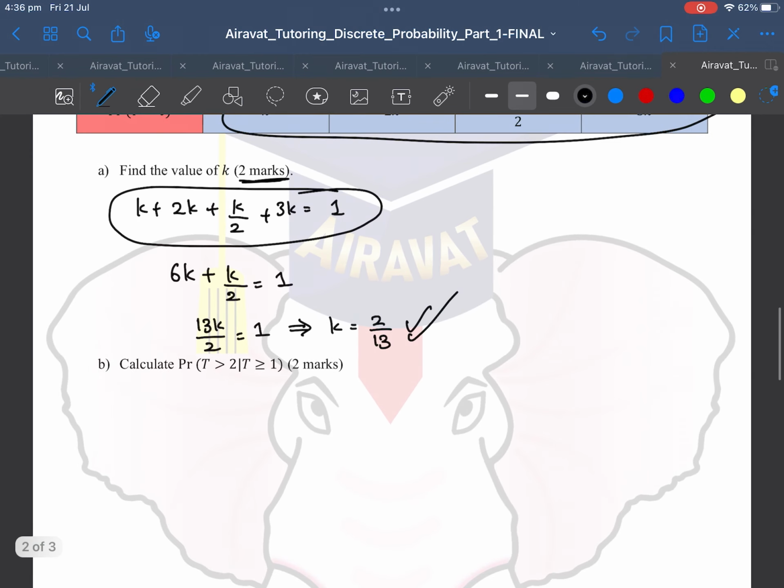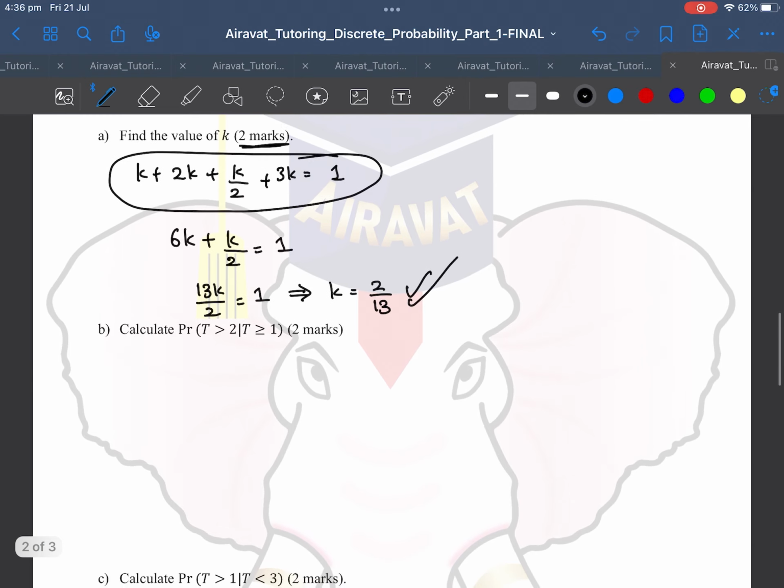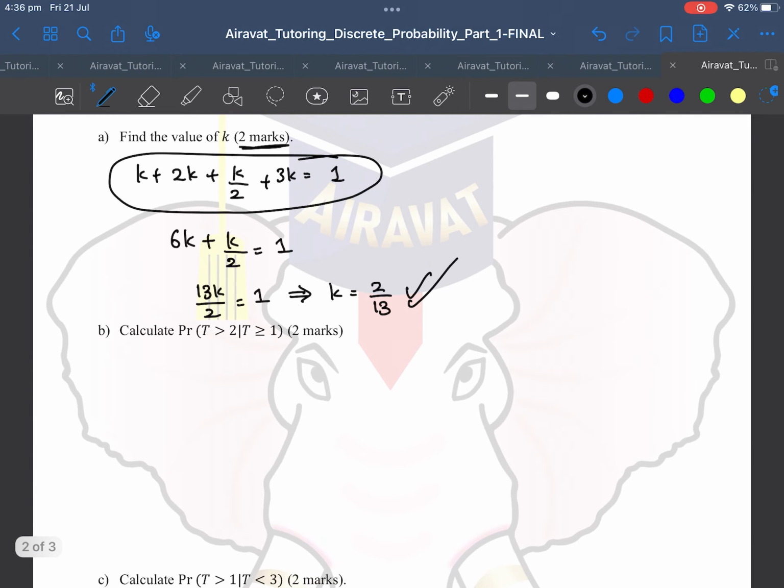Okay, let's move on to this question now. Calculate the probability of T > 2 given that T ≥ 1. Well, this is a conditional probability type of question. If you don't understand what conditional probability is, I have explained it, so just visit my channel and find the introduction to probability video. I'll put the link also in the description down below for that video, so if you want to check it out, feel free.